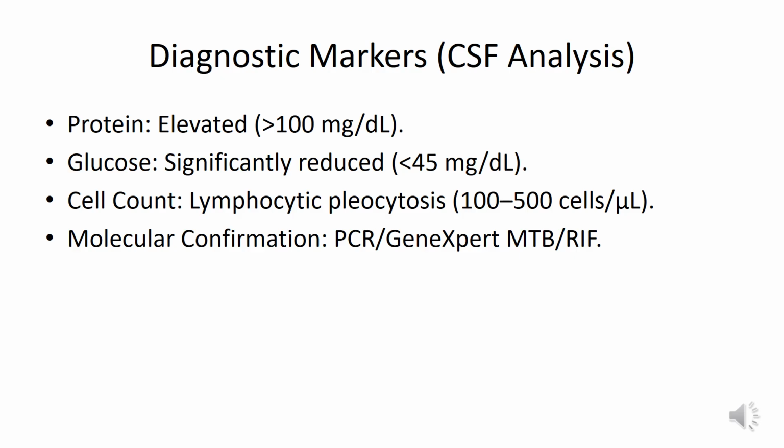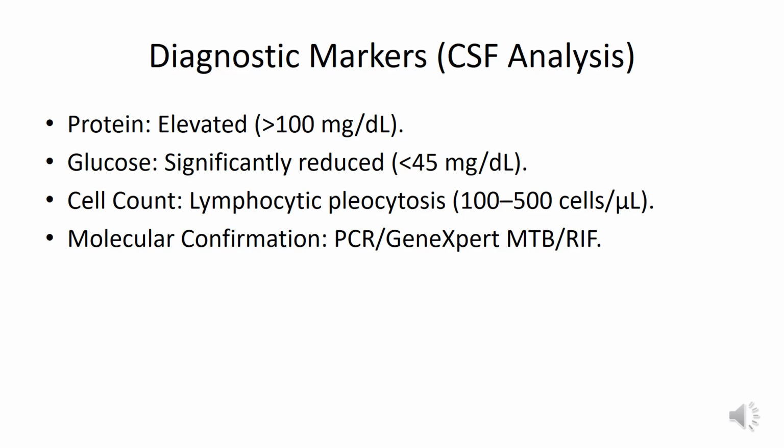Cerebrospinal fluid, or CSF analysis, plays a vital role in diagnosing tuberculous meningitis. It provides important clues about what is happening inside the brain and spinal cord. One of the key diagnostic markers is an elevated protein level. In most cases, the CSF protein concentration rises above 100 mg per deciliter. This increase occurs because inflammation damages the protective barriers around the brain, allowing more proteins to leak into the fluid.